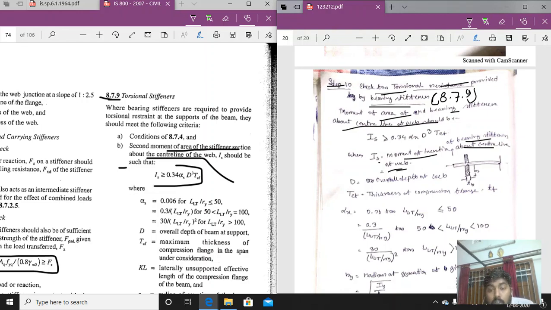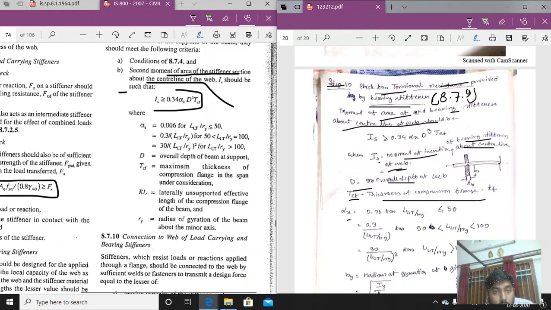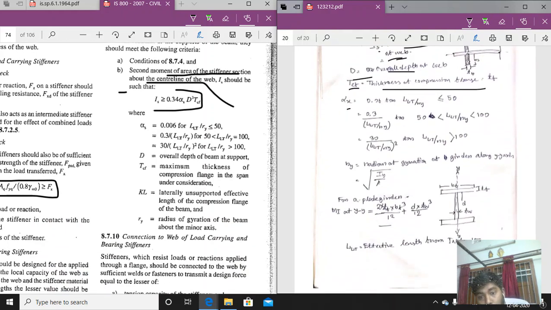So capital D is equal to the overall depth, and tf is equal to the thickness of the compression flange that we know, and alpha x is determined based on two values, the LLT by ry ratio. So we first have to find out ry, the radius of gyration of the girder about the YY axis. No parallel axis theorem is required, because the YY axis is a similar axis. So Iy is determined.